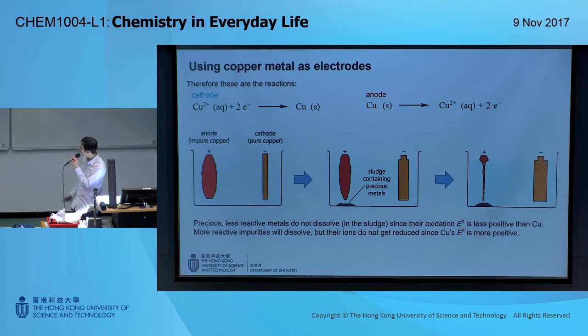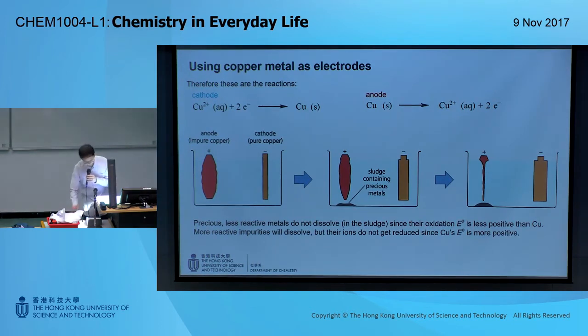So the question is, why doesn't the impurity also go to this side? Why will only copper 2 plus travel there, but not, for example, silver or iron or gold or zinc or other metals? Why will they not travel over there? Let's look at the E values and explain how this works. Okay, so if you actually look at the E values and compare.